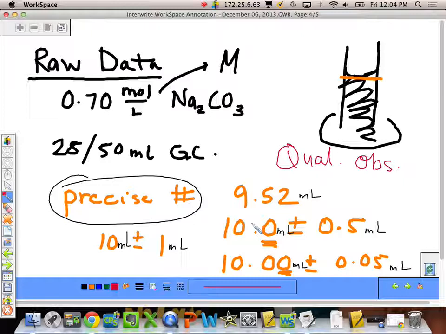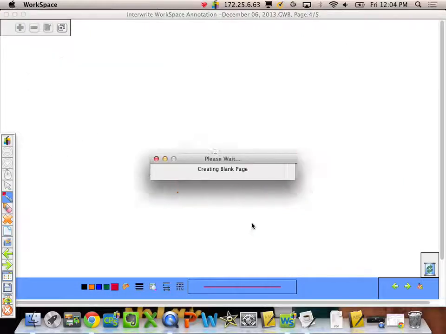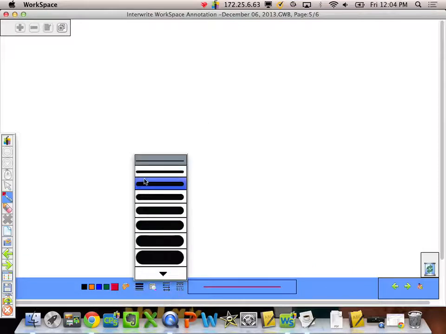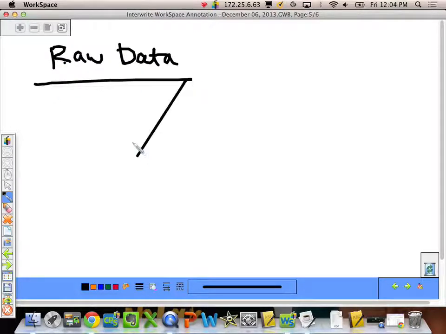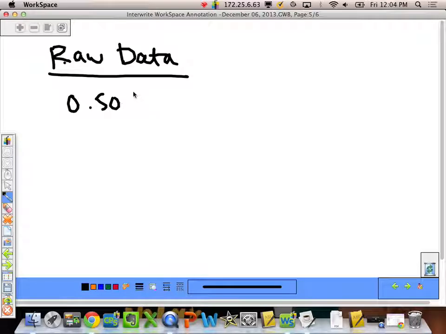That's just the first step. First step is done. Let's look at the next step. I'm going to have more raw data to get for this. This time I have 0.50 moles over liters, and it's of calcium chloride, CaCl2.